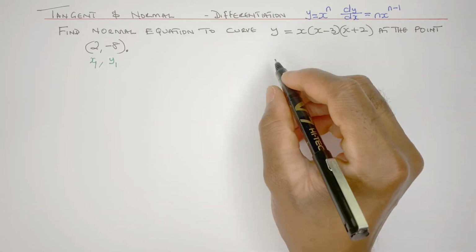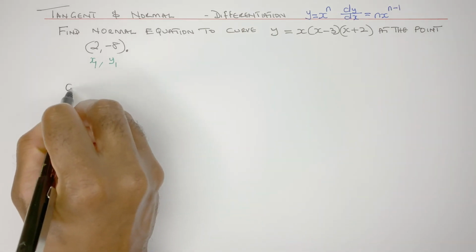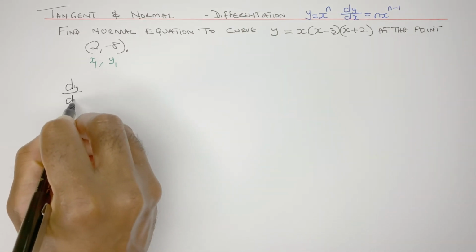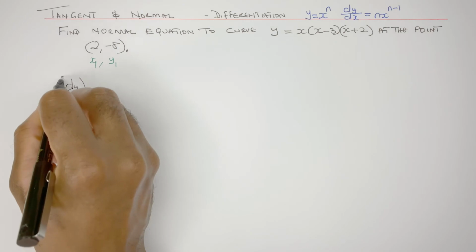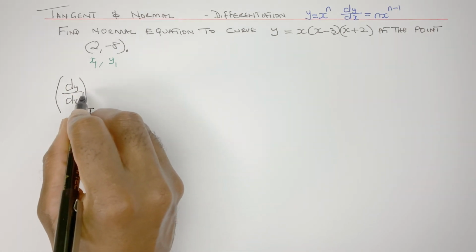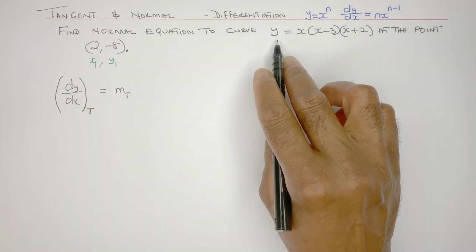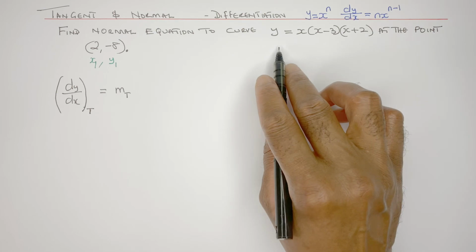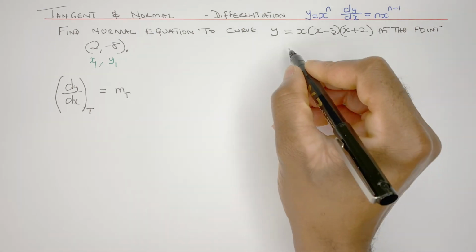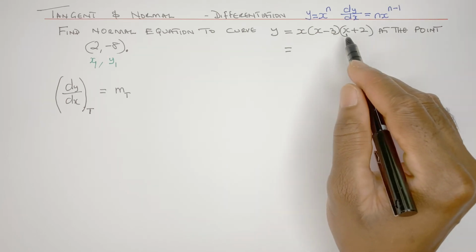Well, first of all, we need to find dy/dx, which will be the gradient, which will be the tangent gradient. So we need to find the tangent gradient, and we can call that mt. In order to do that, this is a product function, but it might be best to just expand this product. So I'm going to expand the last two brackets.